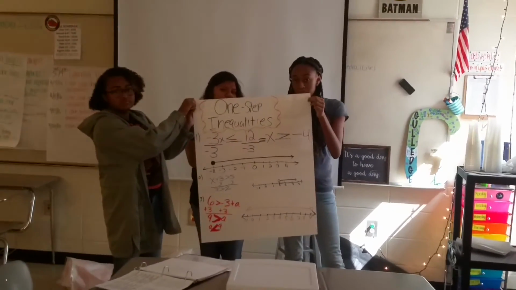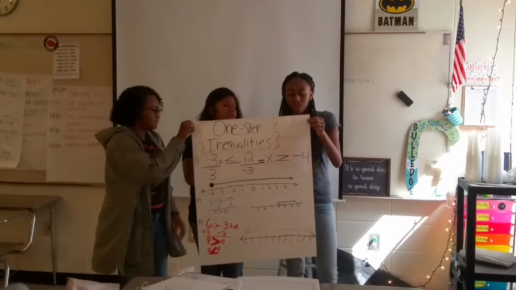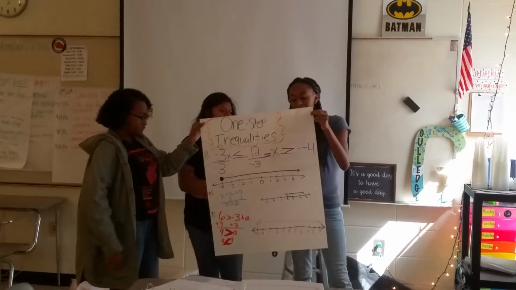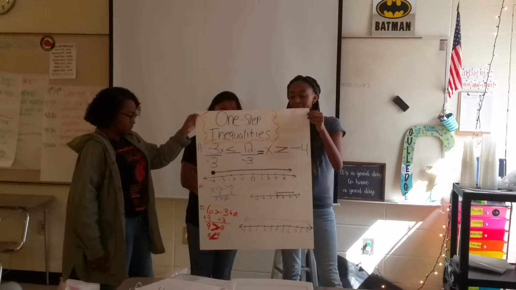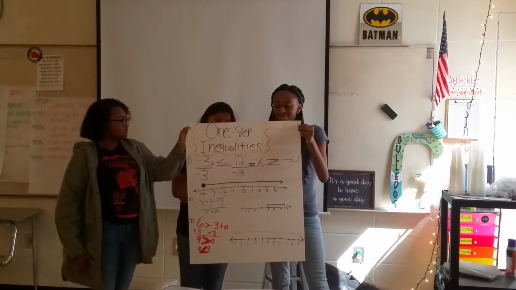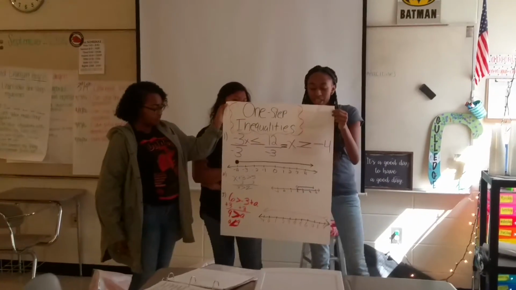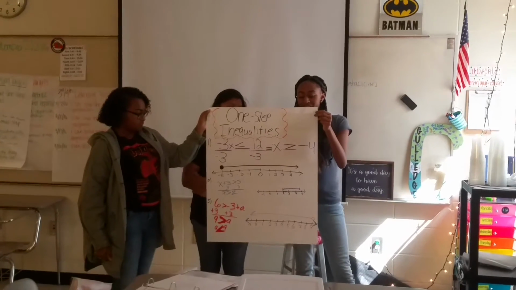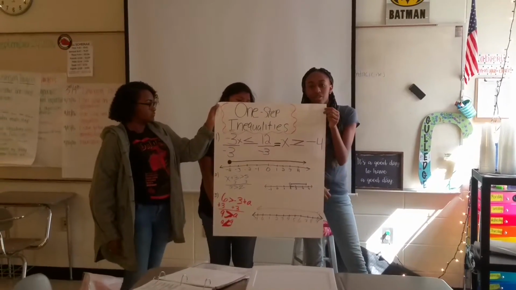Explain the graph. It was a closed circle because there's a line under it. And then it pointed to the right because everything's greater than negative 4.